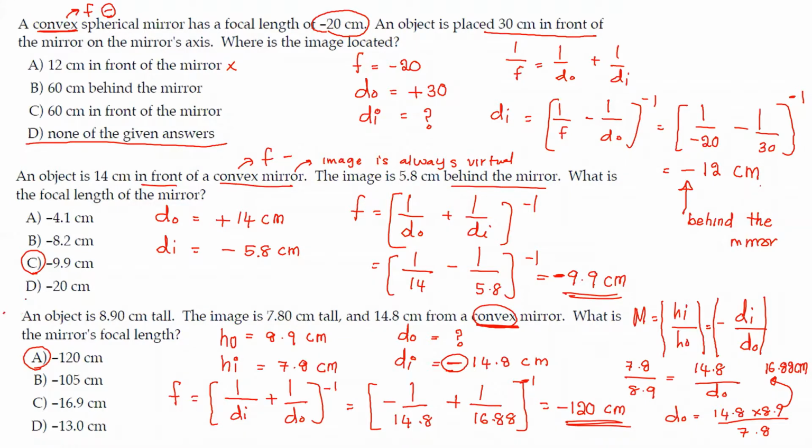So this is a hard problem. It is not really hard, but we use the fact that convex mirrors produce virtual images. They haven't given us that this is a negative value, but we used our knowledge to write that it's a negative one.